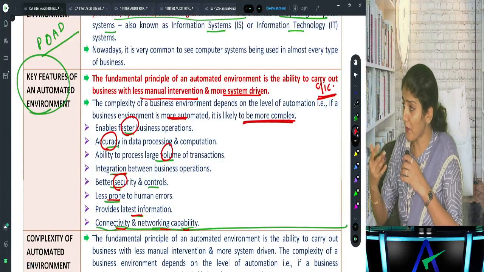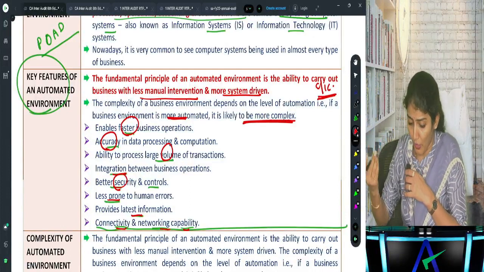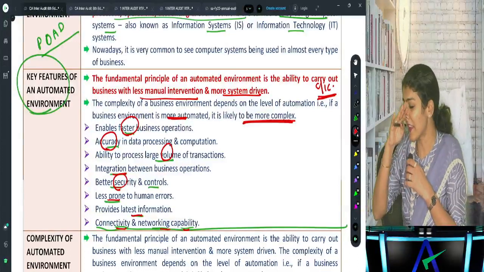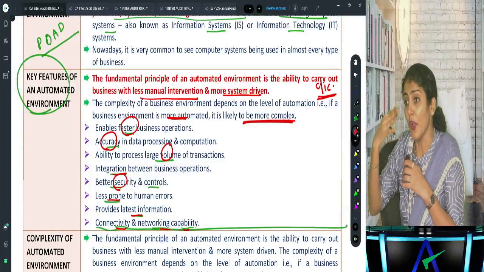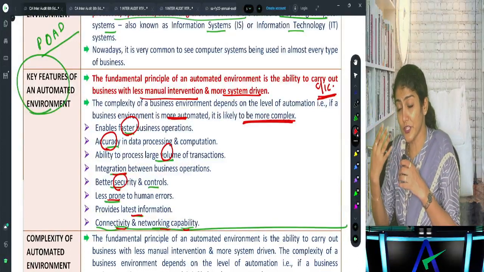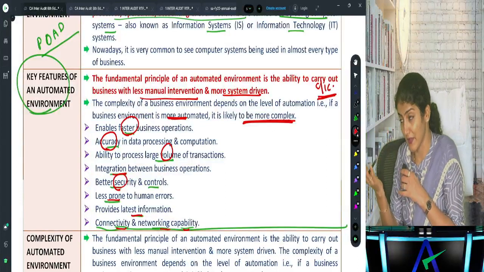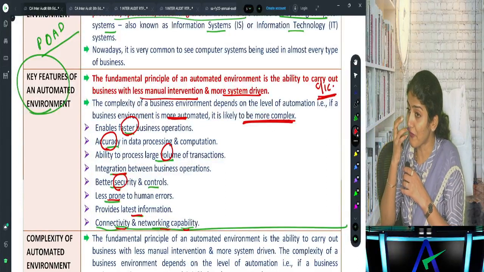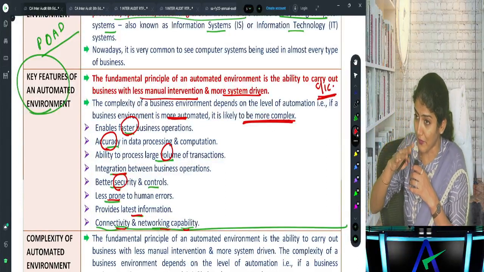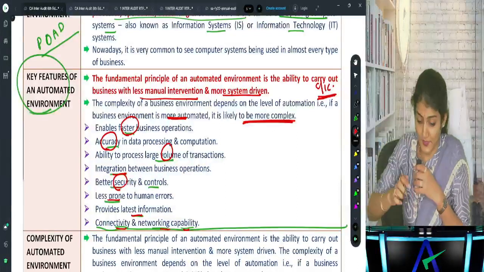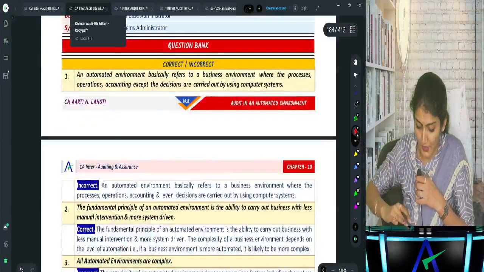The more the automation, the more it is going to be complex. The complexity of a business environment depends on the level of the automation. And what is the fundamental principle of an automated environment? Less manual intervention and more system driven, right? Less manual intervention.